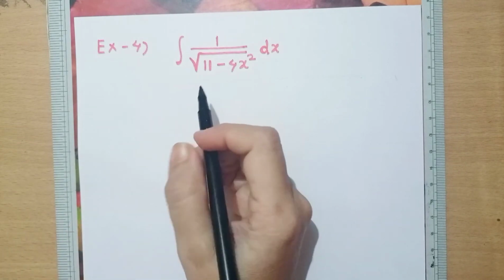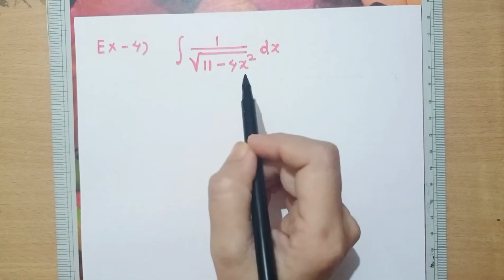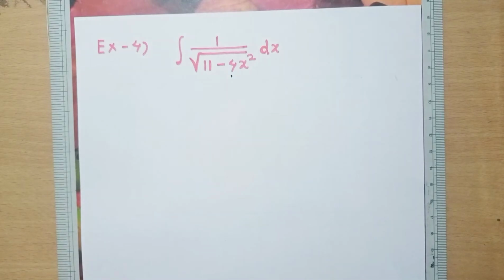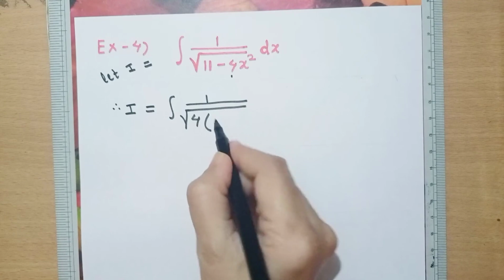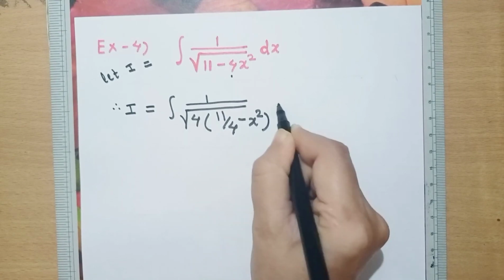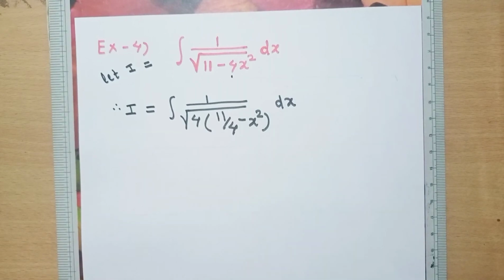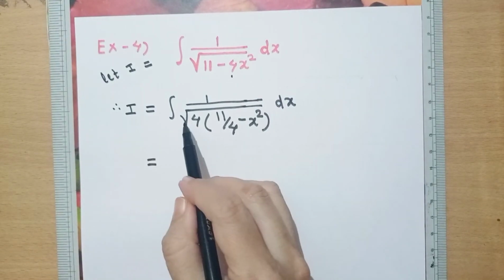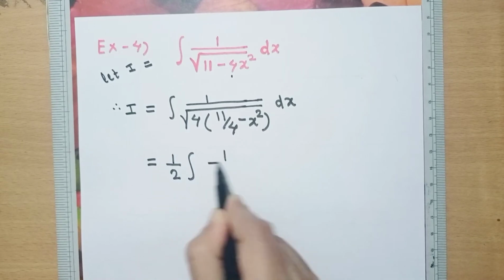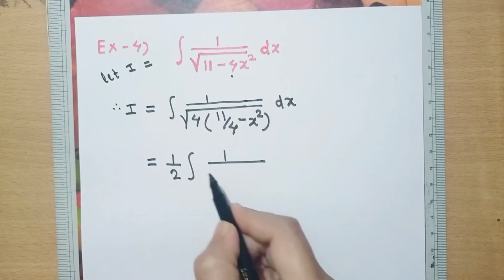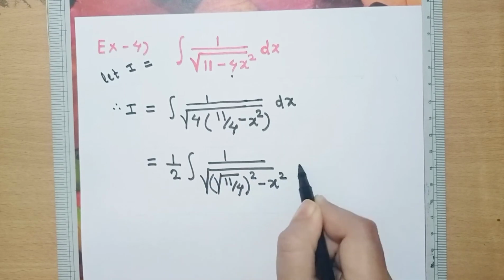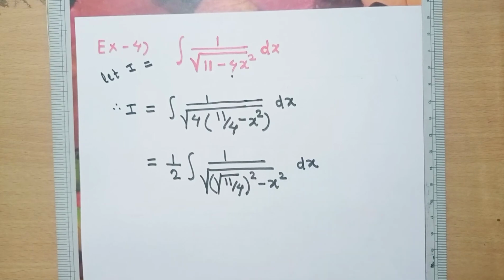This is our fourth example, and here also first we will make the coefficient of x square 1. So we will take this 4 common, and so here we will write 11 by 4 minus x square and here dx. Now again root of 4 means 2, we will take 2 here, and we will keep this term in square form, bracket square minus x square and here dx.